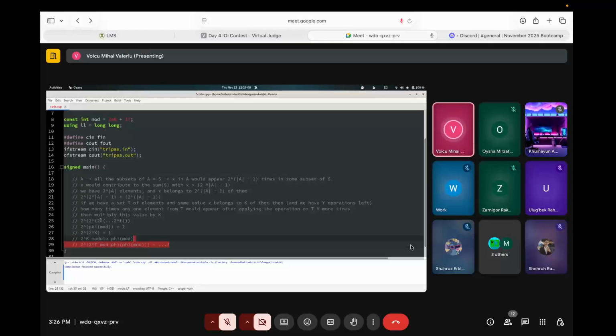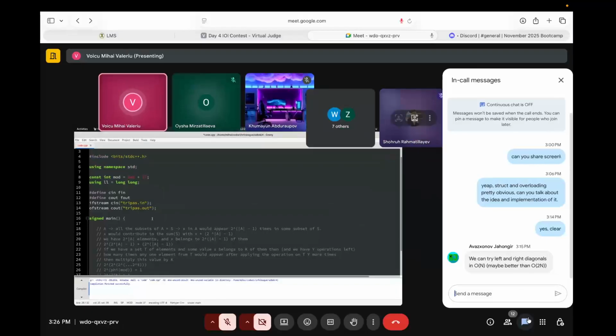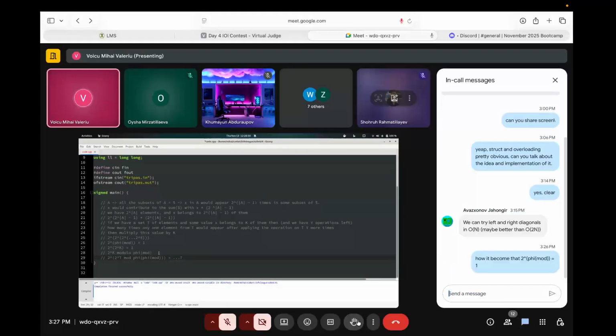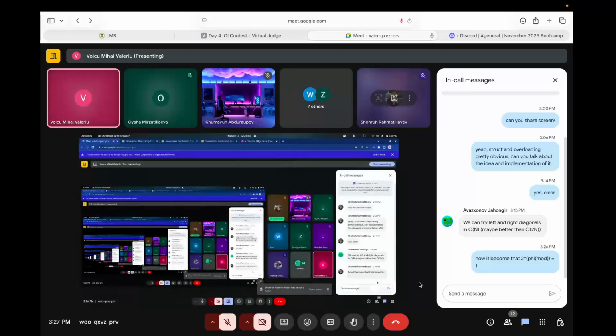And as I've proven and shown in one of the documents, this value phi of mod, which is the count of all coprime numbers less than mod, is almost logarithmic upon applying it multiple times. That is, strictly speaking, how it becomes that 2 to the phi of mod equals 1.